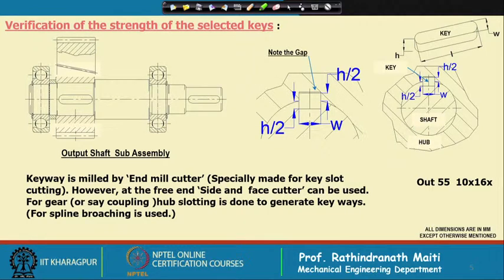That means, when we are making the keyways in the hub, this is the hub, in this case this is the gear. When we are making the slot in the gear, then we are using a slotting process, because there milling may not be possible. Special milling is of course possible, but the best way is to cut this groove by slotting machines. There are special cutters for that keyway cutting, and we can use that.